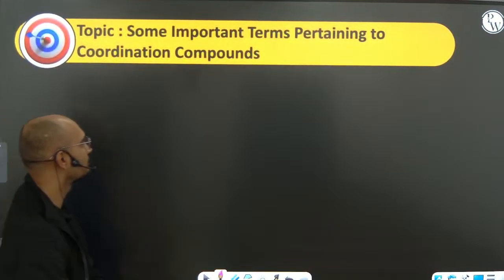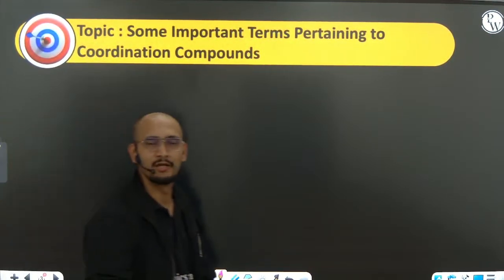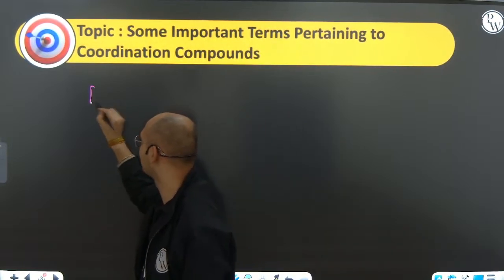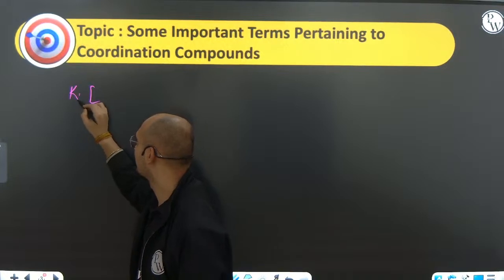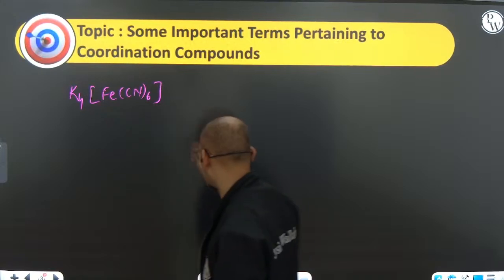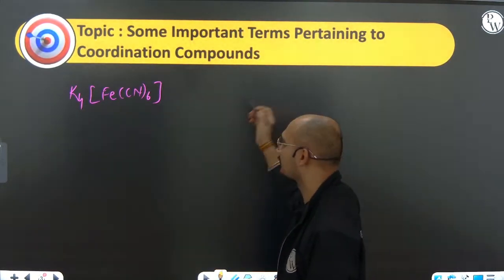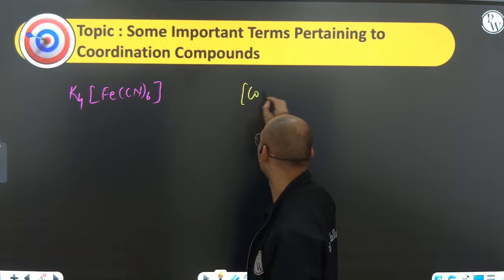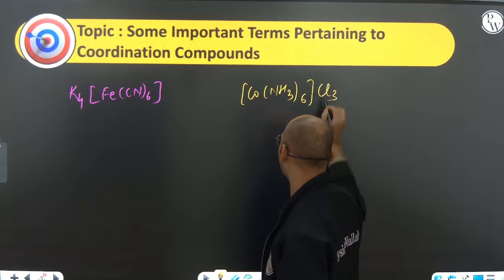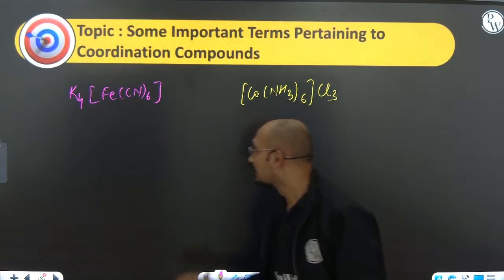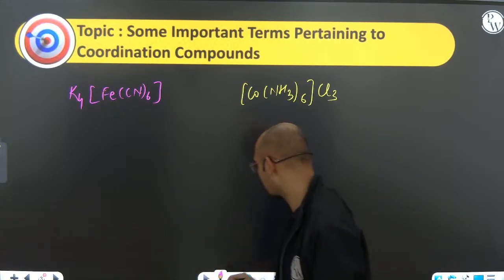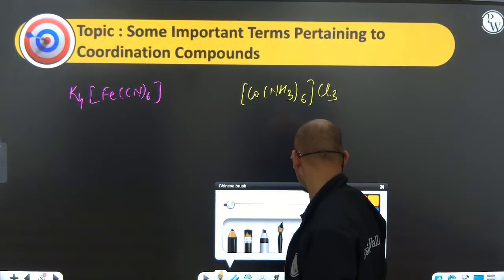Now, some important terms pertaining to coordination compounds. Let's see what a coordination compound is. Wherever you see a bracket, like if I write K4[Fe(CN)6], or another compound like [Co(NH3)6]Cl3, let's say there are two different compounds. There is one thing common: this large bracket. This large bracket tells you that this is a coordination compound.